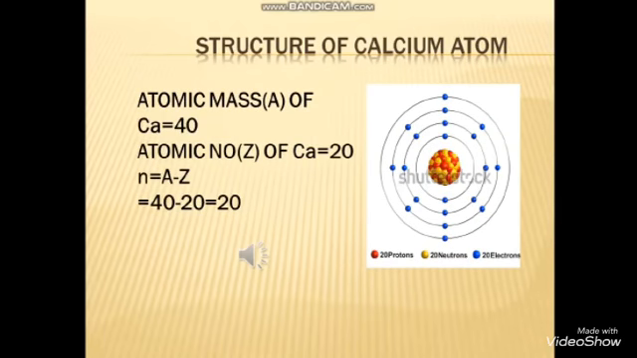This is the structure of the calcium atom. The atomic mass of calcium is 40. The atomic number of calcium is 20. The calcium atom contains 20 protons, 20 neutrons and 20 electrons. The first shell contains 2 electrons. The second shell also contains 8 electrons. The third shell is also filled with 8 electrons and the outermost shell contains 2 electrons.